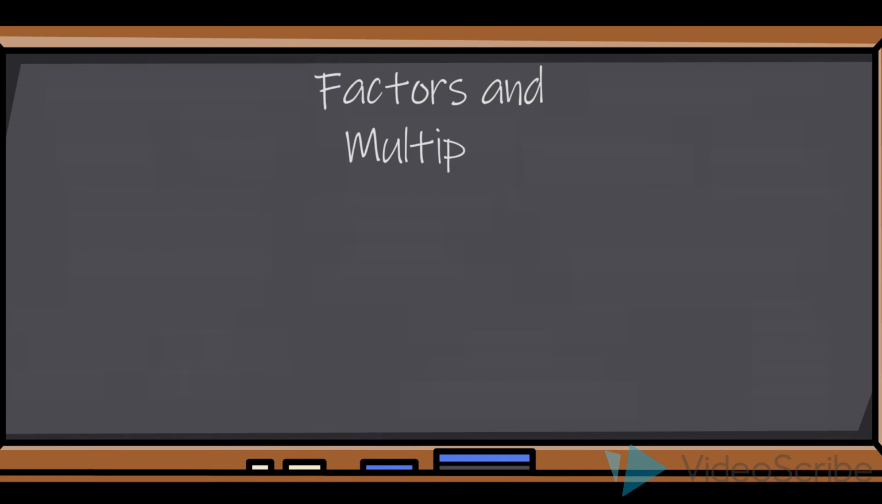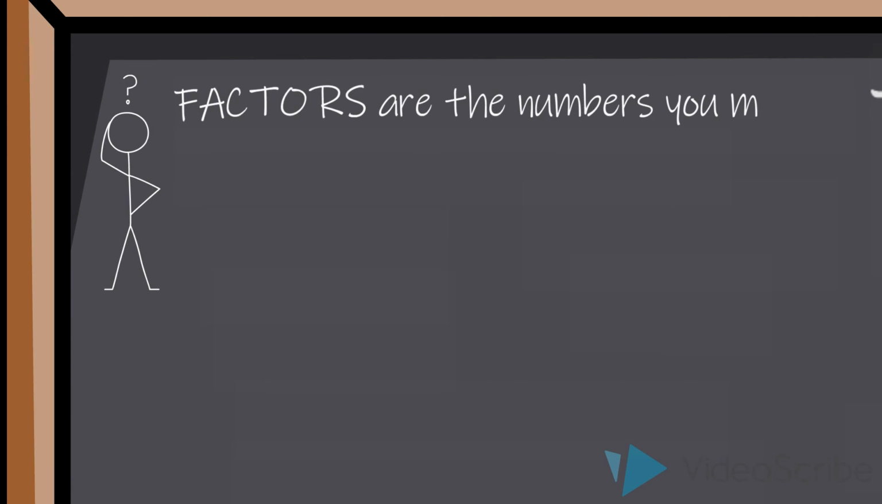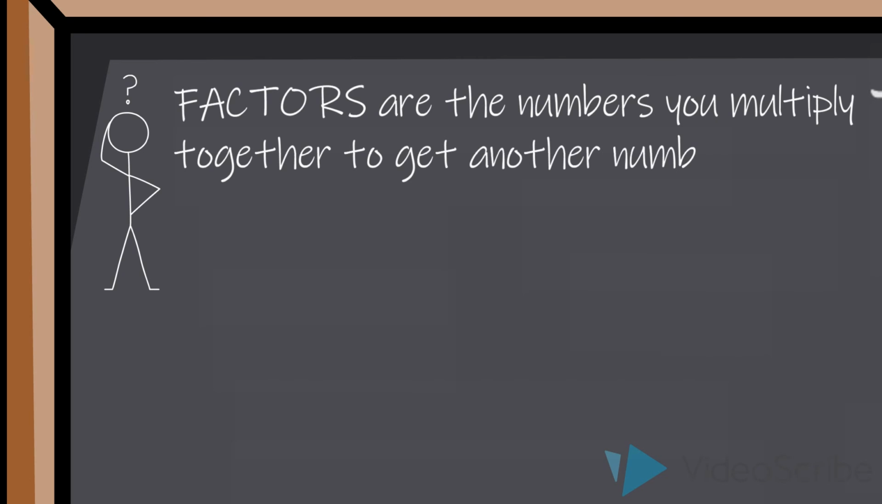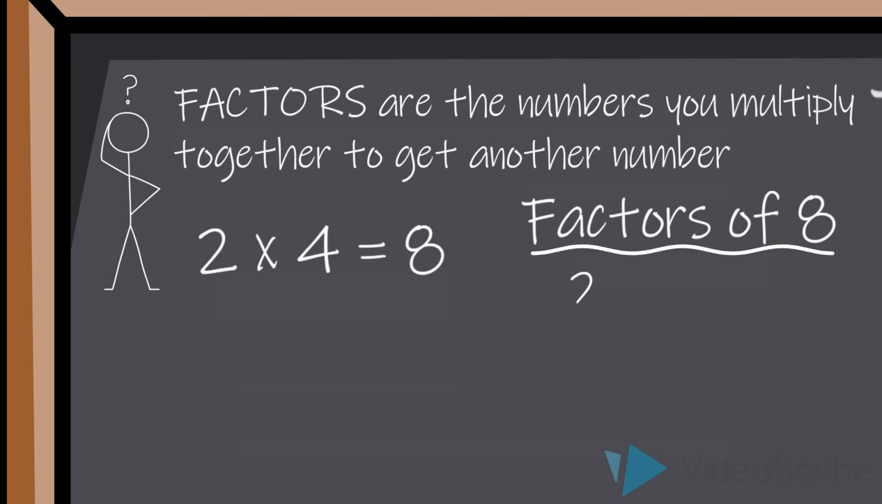In this video, we're going to be unpacking factors and multiples. So, what is a factor? Well, factors are the numbers that we multiply together to get another number. For example, 2 times 4 equals 8. So 2 and 4 are factors of the number 8.